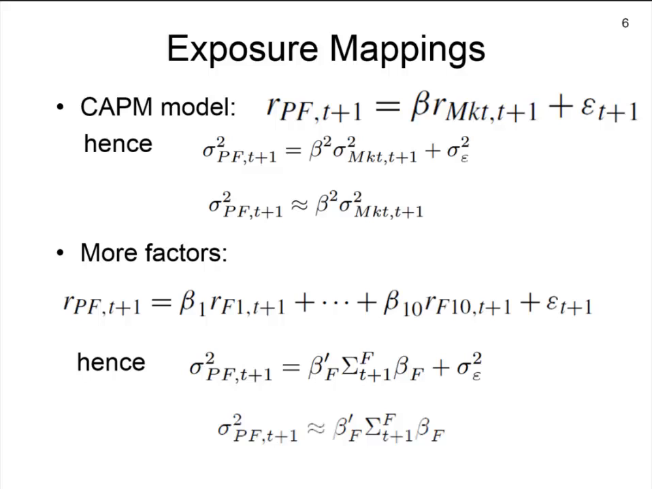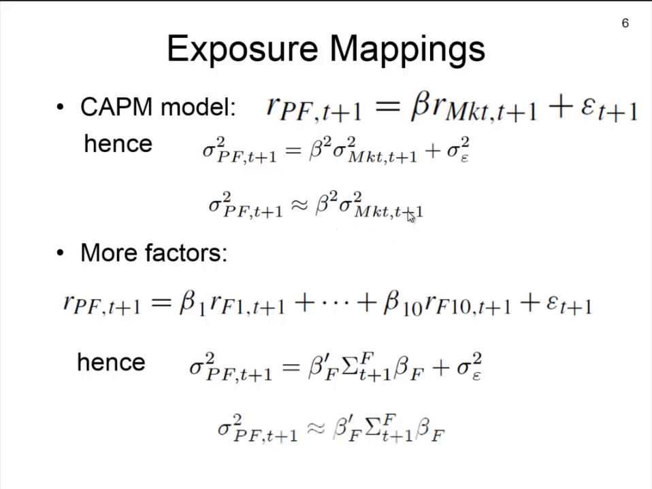The first methodology that we cover is exposure mapping. The exposure mapping is going to reduce the dimensionality problem when you have too many assets in your portfolio. So the first thing is you have the portfolio returns and you regress them against the beta and the market return. In this case, the variance of the portfolio is a function of the beta squared and the variance of the market plus some error. Hence, we can approximate the variance of the portfolio with beta squared times the variance of the market.